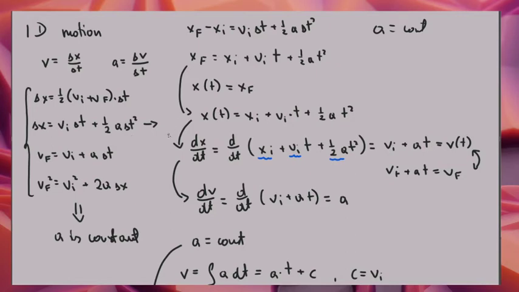So if you read the problem and you know that the acceleration is constant, what you should do is just go straight for these equations and then solve the problem using these equations. But now you know that you can derive them using algebra, but you can also derive the same equations using calculus, which is what I've shown you here.